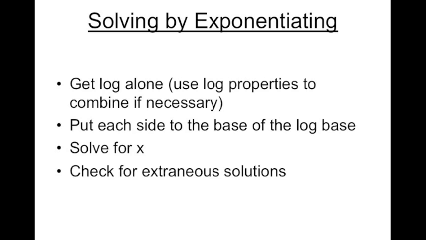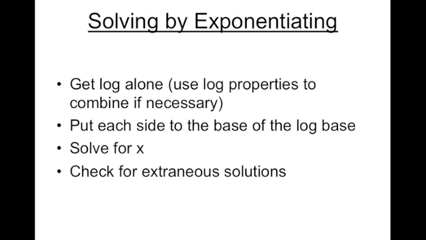So our first step is going to be to get the log alone, and if necessary, if there's more than one log in the equation, we're going to need to combine them using the condensing formulas that we learned a couple days ago. Then we're going to rewrite it as an exponential. So that's what that second part says, where we're going to put each side to the base of the log base, where we rewrite our log as an exponential, the base stays the same and the other stuff switches sides, like we've been practicing since section 4. And then we'll solve for x.